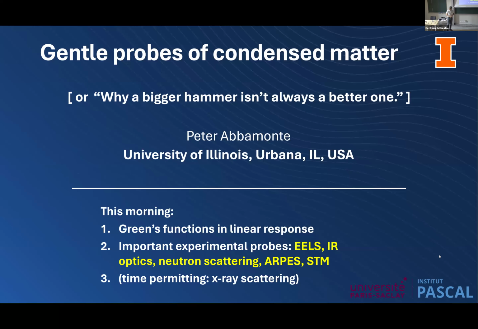That's the integral conductivity. Okay. So thank you again for coming.